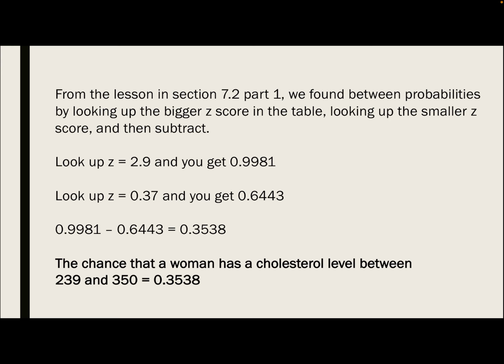For the lesson in section 7.2 part 1, we found the probabilities by looking up the bigger z-score, looking up the smaller z-score, and then subtract. Because you find the big area and then take away that small area. So look up 2.9, you get 0.9981. Look up 0.37, you get 0.6443. Subtract. The chance that a woman's cholesterol level is between those two equals 0.3538. Okay, remember to take the big minus the little. Probability can't be negative.